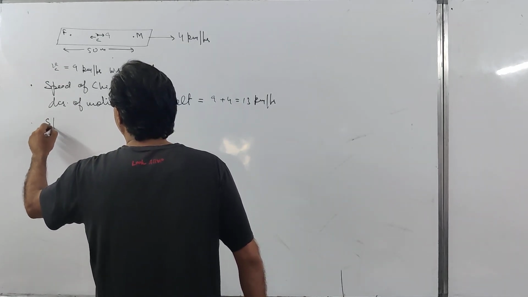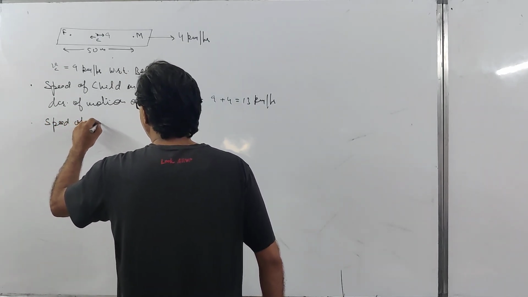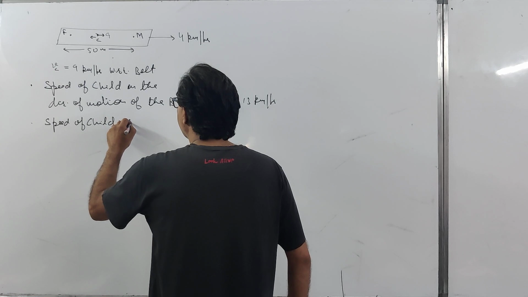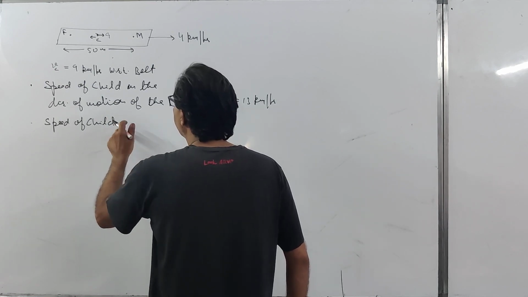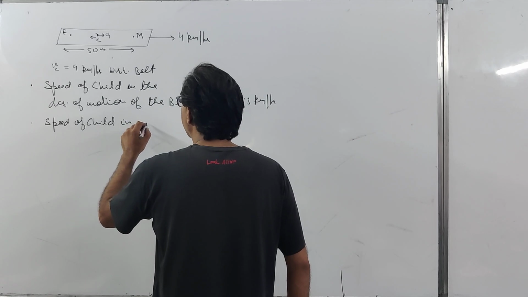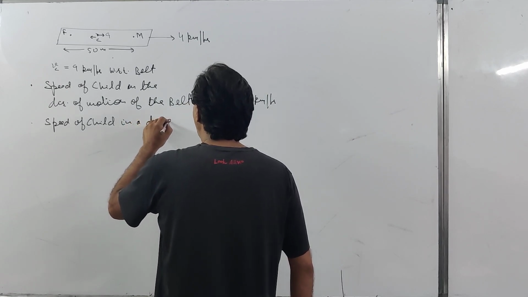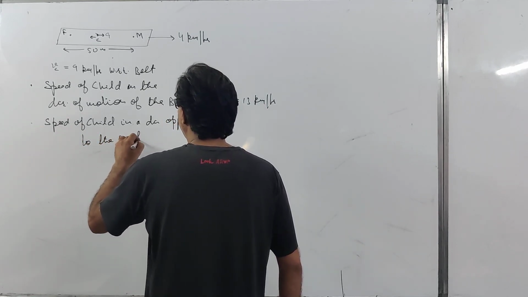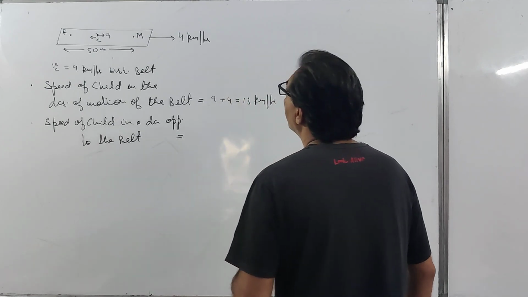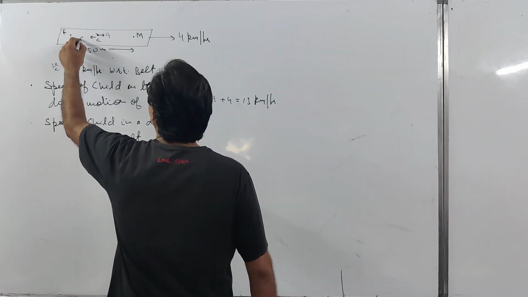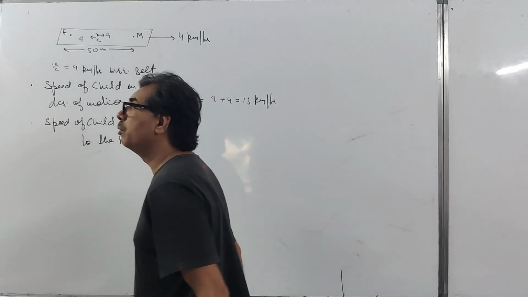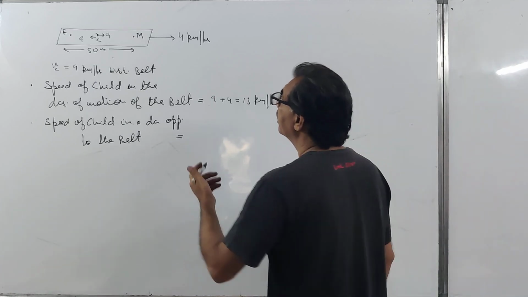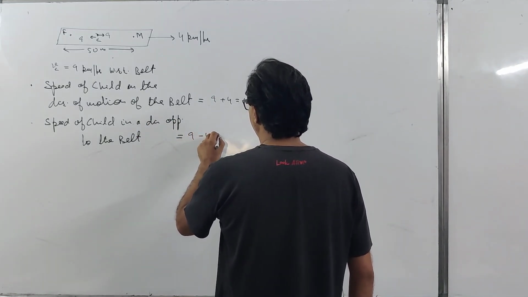And the speed of the child, this is moving on a moving object, in a direction opposite to the belt. This is 9 kilometers per hour. At 9 kilometers per hour he is going that way, the train is taking him 4 kilometers per hour this way, so the speed will be less, right? So 9 minus 4 is equal to 5 kilometers per hour.